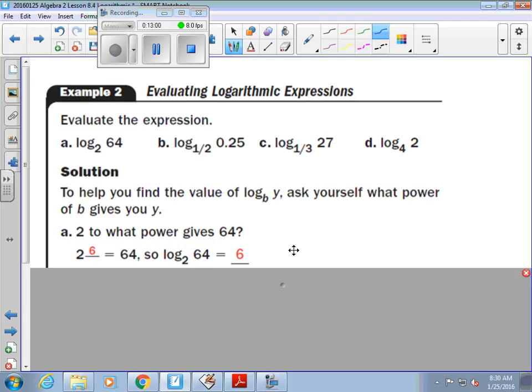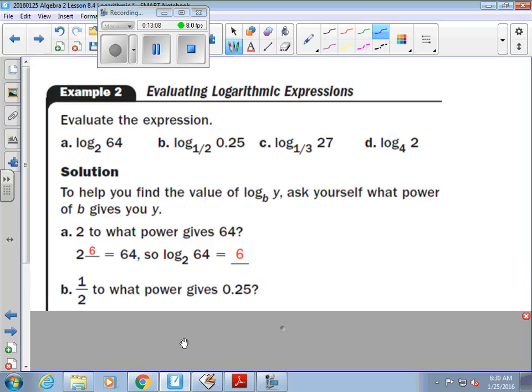The second one says log base 1/2 of 0.25 equals what? Again, you're asking yourself those questions. 1/2 to what power is 0.25? You have two different versions of a number. You have a fraction 1/2, and you have 0.25. That's a decimal. You should know that 0.25 is 1/4, 25%, or 25 of 100. And when you're talking about dollars, you know that that's a quarter or a fourth.